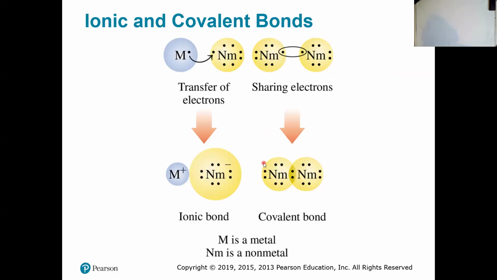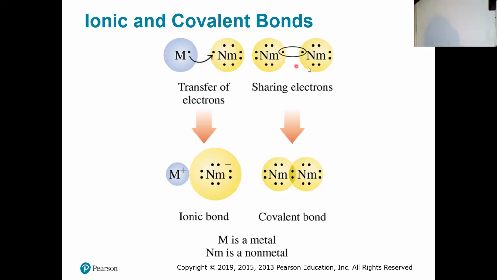This is kind of the difference between what you would see in ionic bonding versus covalent bonding. When you have ionic bonding, you'll have a metal that has an electron it wants to get rid of, and it's going to donate that electron to the nonmetal. And this is the compound that would form. You'd have an ionic bond, which would essentially be the electrostatic attraction between the positively charged metal and the negatively charged nonmetal. And that's what's going to hold them together.